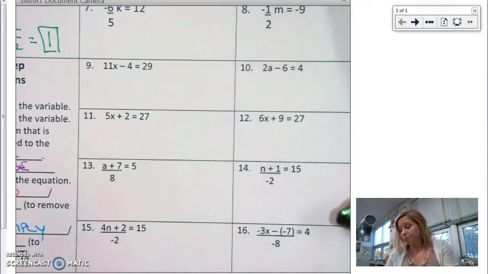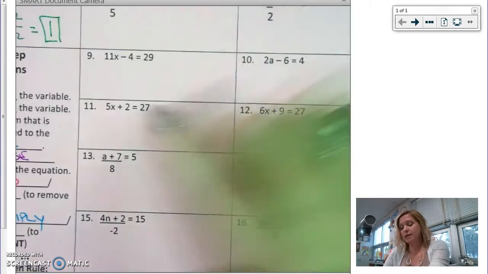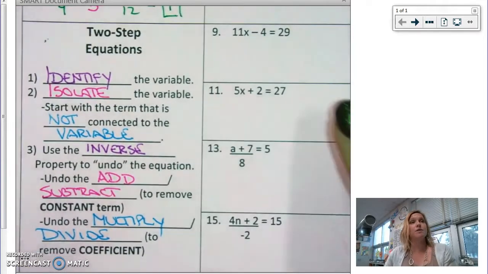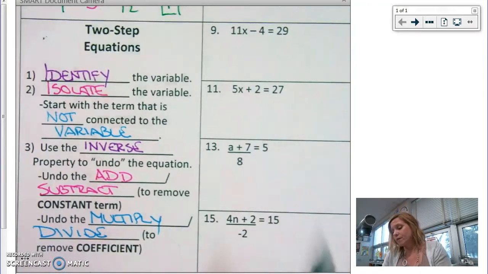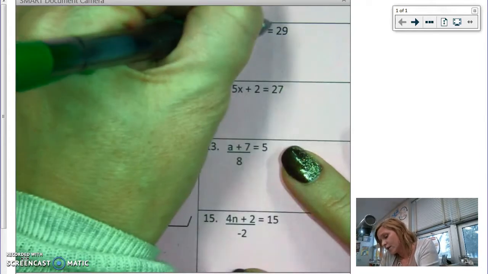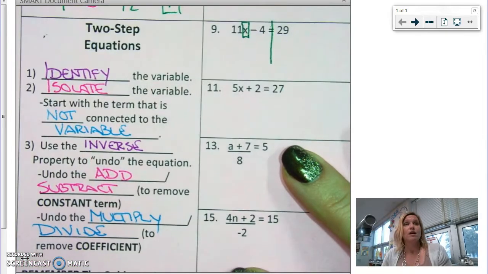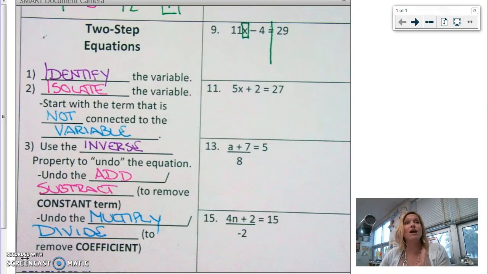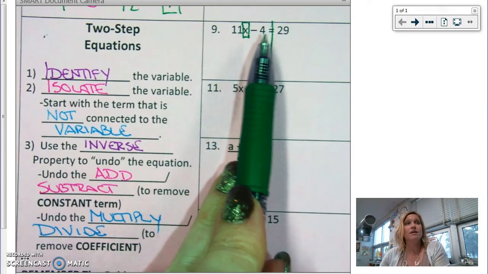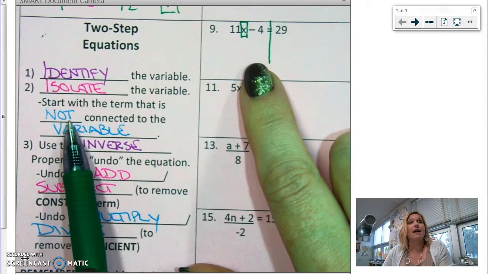So here we go. Our first problem is this one right here. So we can see our steps. Identifying the variable: our x is our variable. And I draw my line down the middle for my equal sign. It's the first thing I always do in every problem. So now I know I am not touching whatever is with the variable right away. This is what I want to do, not the variable.